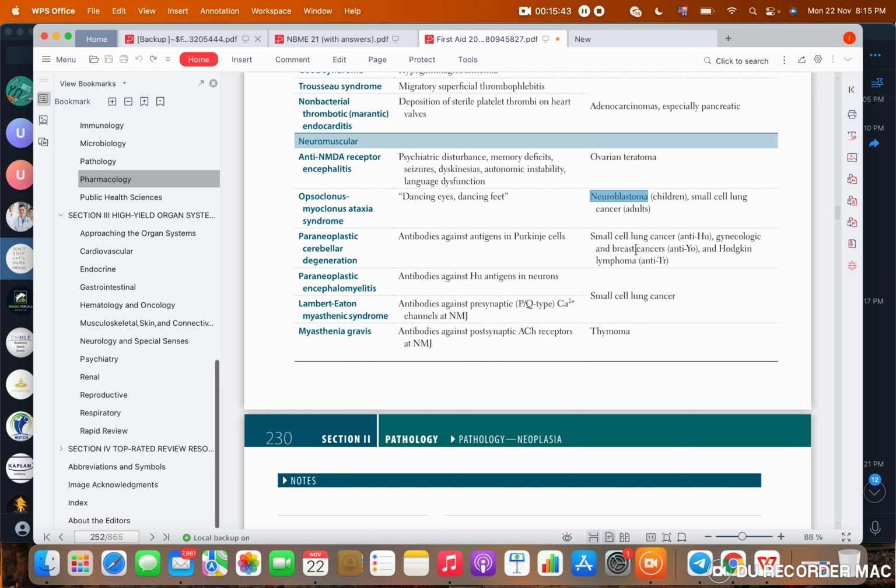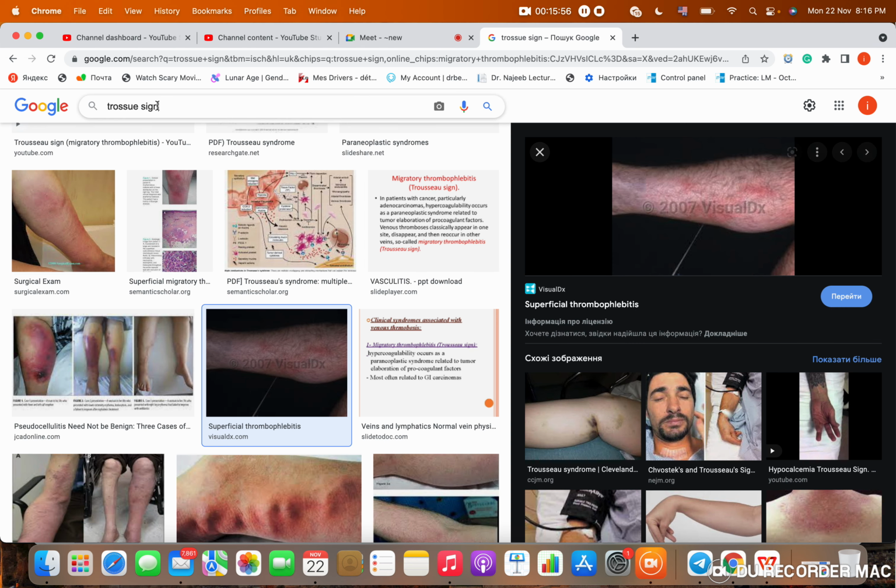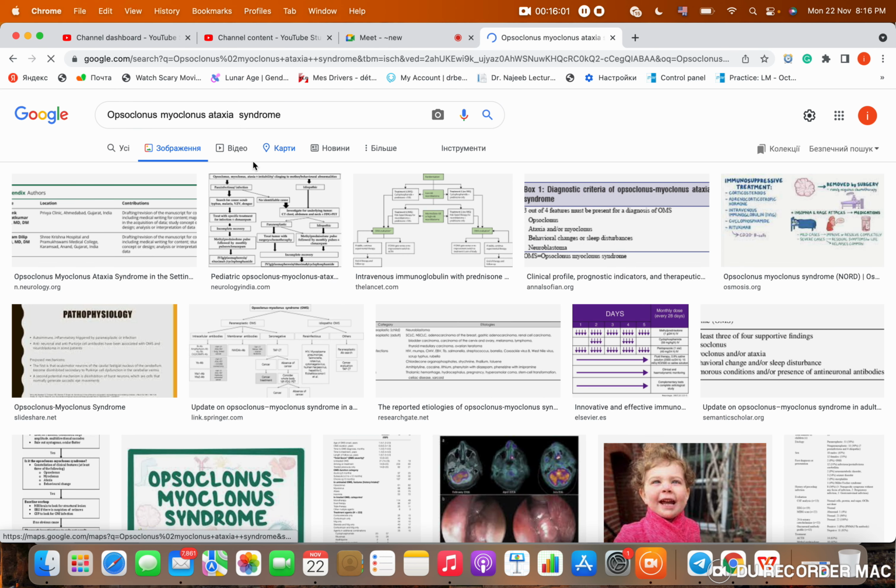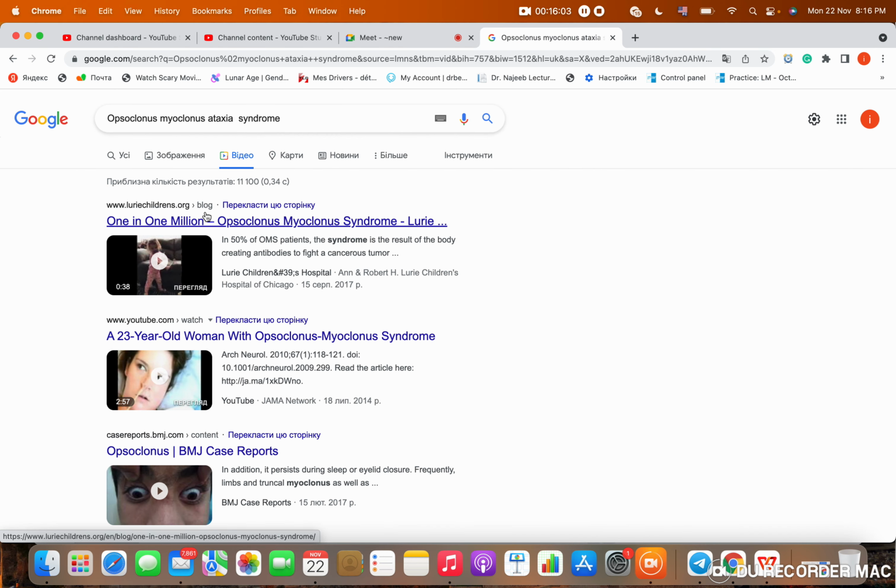Small cell carcinomas of the adult can also lead to opsoclonus myoclonus. So their eyes are dancing, their feet are dancing, they are just basically ataxic. And I hope I can find a short video about it, because if you see it once, you cannot forget it. Okay, let's take a look.